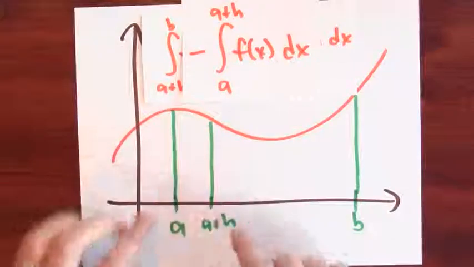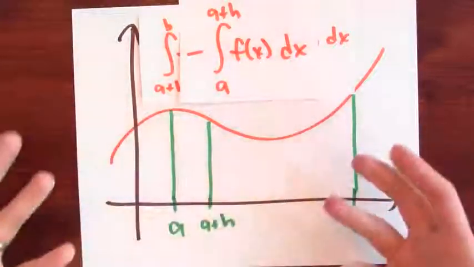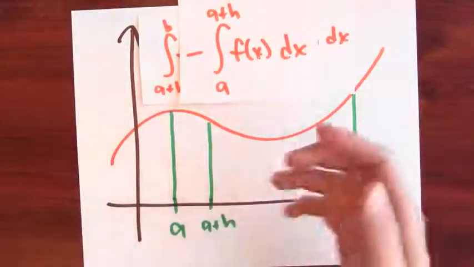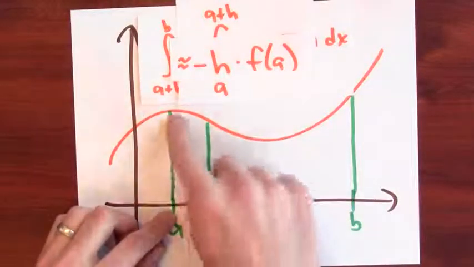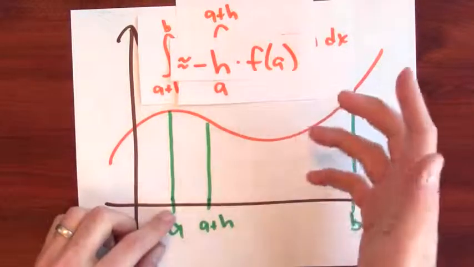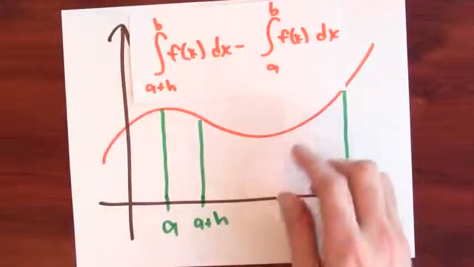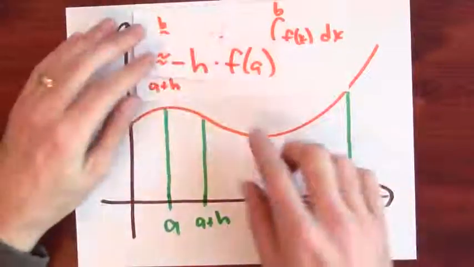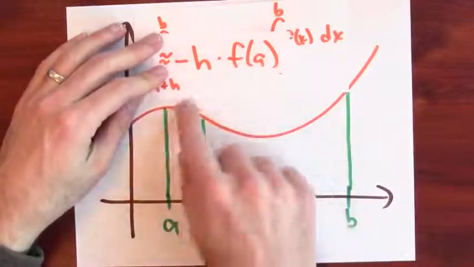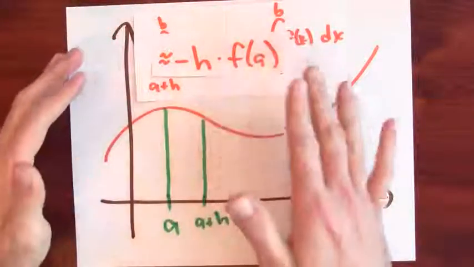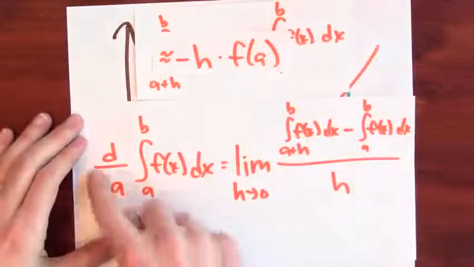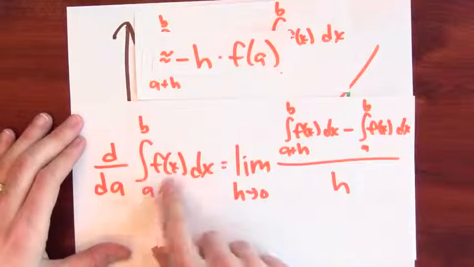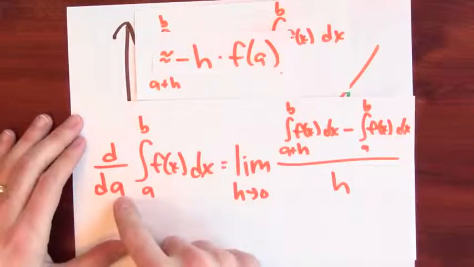Now this region, if h is small enough, is practically a rectangle. And it's practically a rectangle of width h and height, let's say, f of a. So that means that this difference is at least approximately just h times the function's value at a. Now, how does that help? Well, remember what I'm trying to calculate. I'm trying to differentiate the integral from a to b with respect to a.